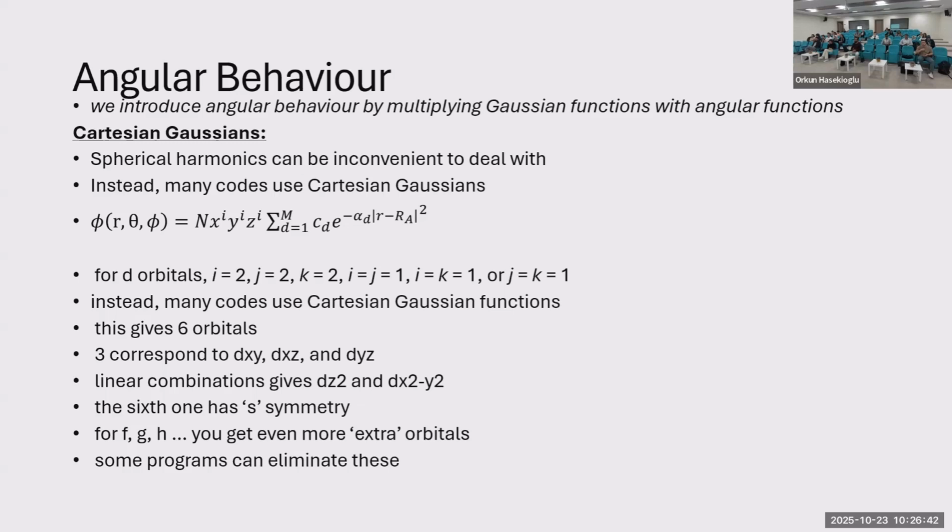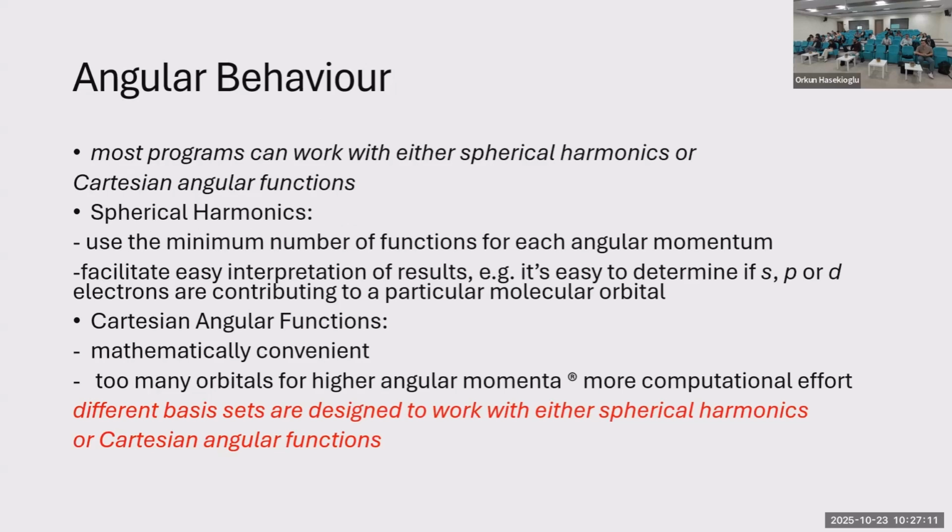Instead, many codes use Cartesian Gaussian functions. This gives 6 orbitals. 3 of them correspond to dxy, dxz, and dyz. Linear combinations give dz square and dx square minus y square. The 6th one has asymmetry. For f, g, and h orbitals, you get even more extra orbitals. Some programs can eliminate these, though.